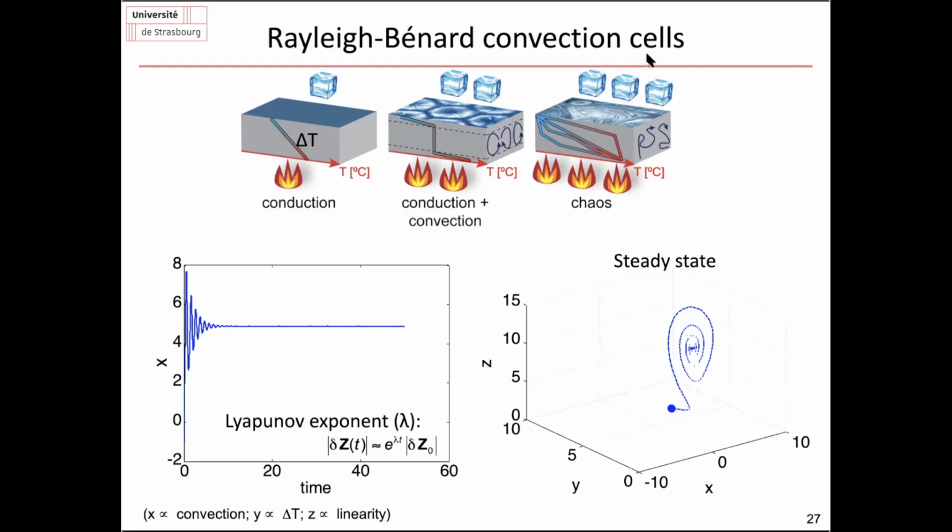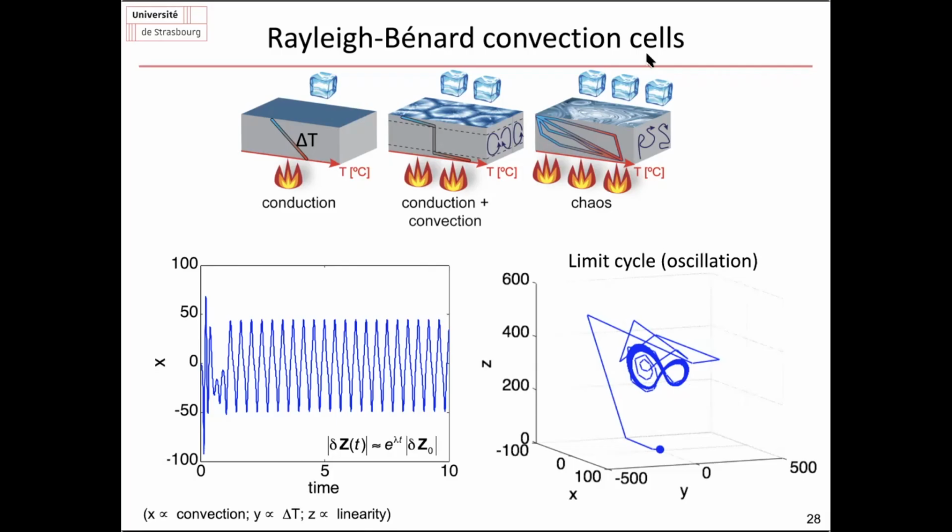So let's say we would measure x, which is proportional to convection, in time. So for a given starting condition, we will get a damped oscillation, and then we will get a single solution. So we get what's called a steady state. So if we plot x, y, and z in a 3-dimensional plot, we start here, and then in time we spiral into this point, into this steady state.